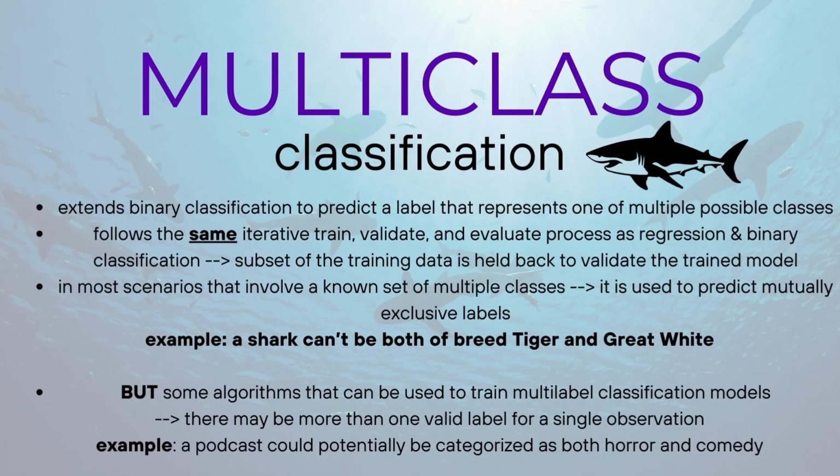In most scenarios that involve a known set of multiple classes, it is used to predict mutually exclusive labels. For example, a shark cannot be both a tiger and a great white, but some algorithms that can be used to train multi-label classification models could render more than one valid label for a single observation. For example, a podcast could potentially be categorized as both horror and comedy.